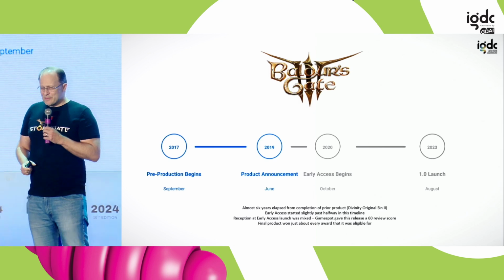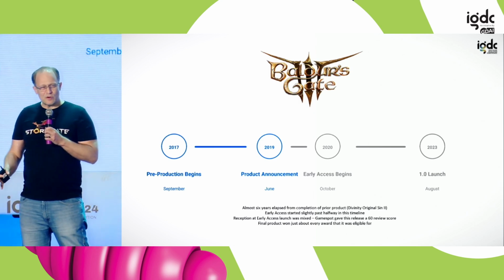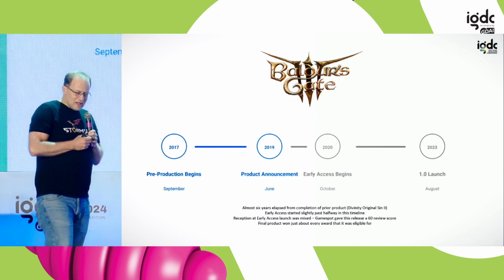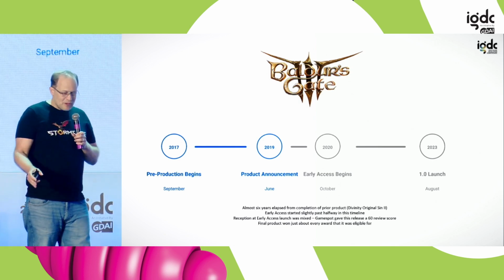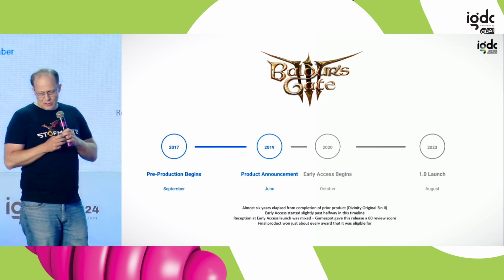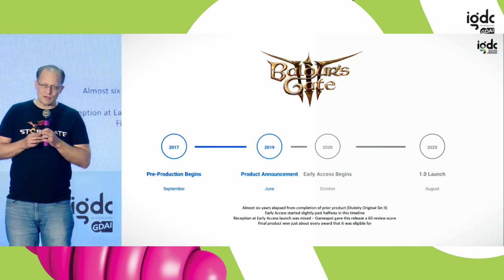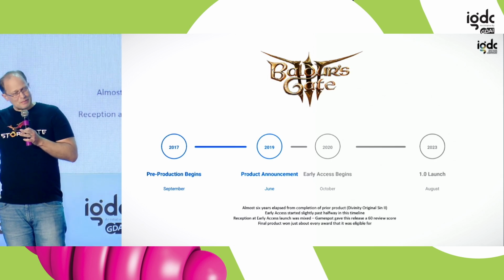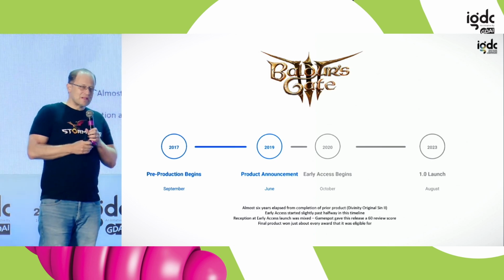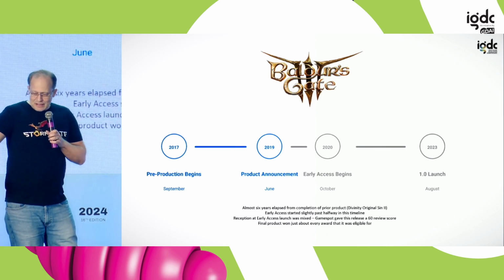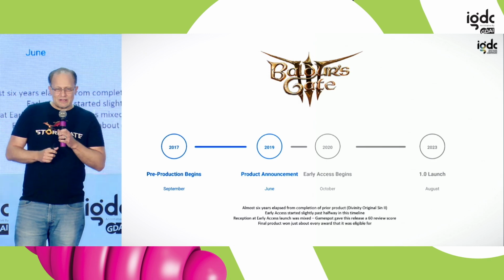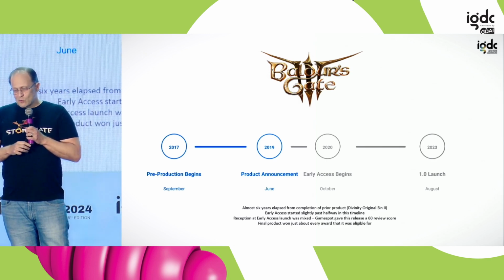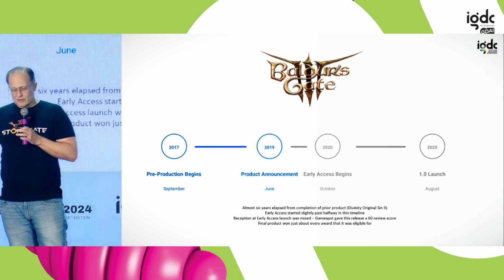I want to talk a little bit about the poster child for success in early access. Baldur's Gate 3 started pre-production in 2017, and they didn't launch their 1.0 version until 2023. So they had a 6-year development cycle. It was actually just shy of 6, but basically a 6-year development cycle to build that game. But in the middle of that period, in 2020, is when they launched early access. So the final 3 years of Baldur's Gate were development that was occurring during early access.